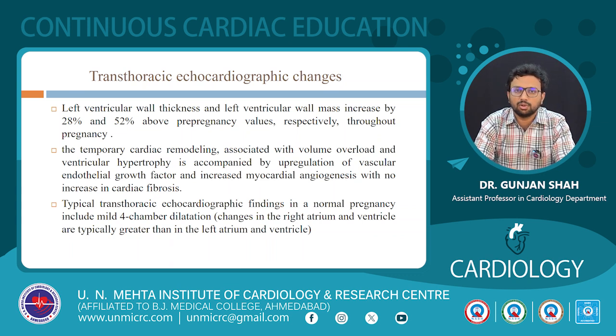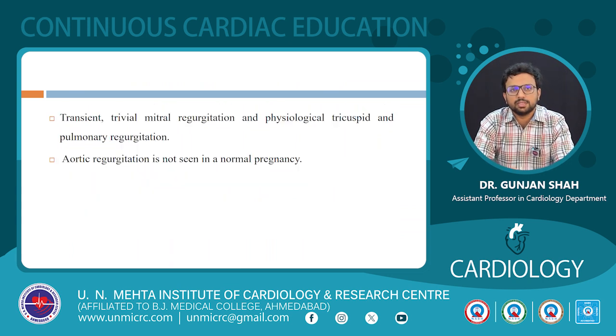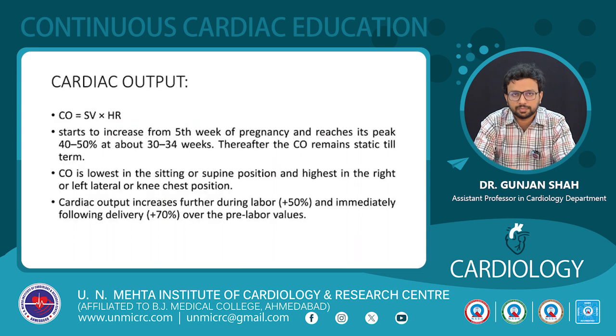Typical transthoracic echocardiographic findings in a normal pregnancy include mild four-chamber dilatation. Changes in the right atrium and right ventricle are typically greater than in the left atrium and left ventricle because of the compliance and baseline thickness of the ventricular wall. Transient trivial mitral regurgitation and physiological tricuspid and pulmonary regurgitation may be seen. Aortic regurgitation is not seen in normal pregnancy.